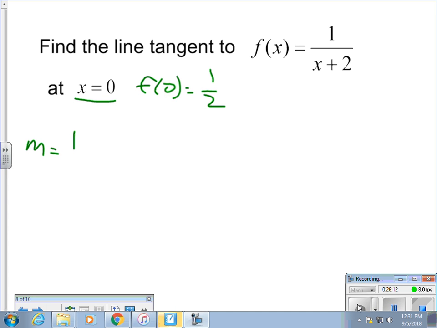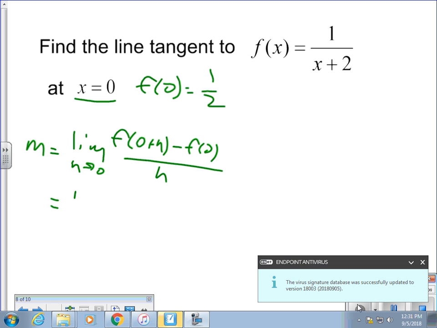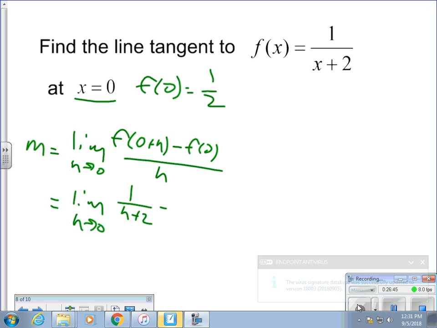Slope is equal to the limit as h approaches 0 of f of 0 plus h minus f of 0 all over h. Okay, because I'm doing it as I'm at x equals 0. So that is the limit as h approaches 0 of 0 plus h, which is h. So that's 1 over h plus 2. Put in 0 minus 1 over 2 all over h.